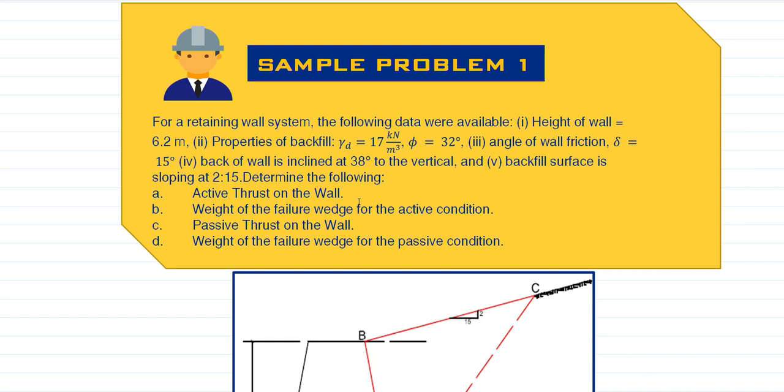So determine the following. So first, the active thrust on the wall or the active force on the wall. Then weight of the failure wedge for the active condition. Then the passive thrust on the wall. And the weight of the failure wedge for the passive condition.